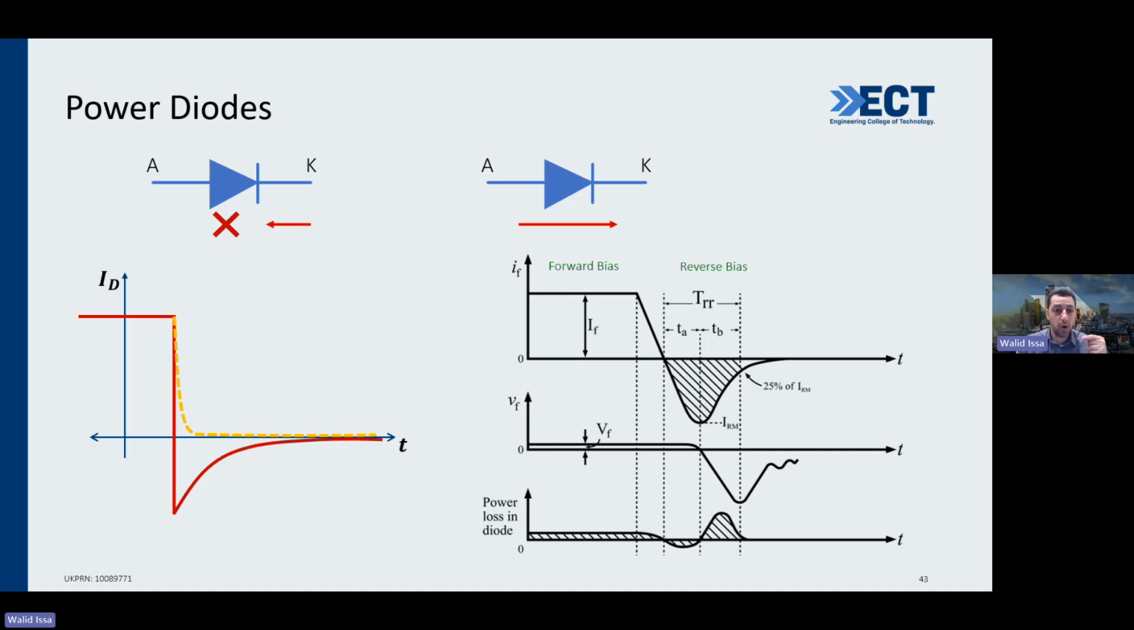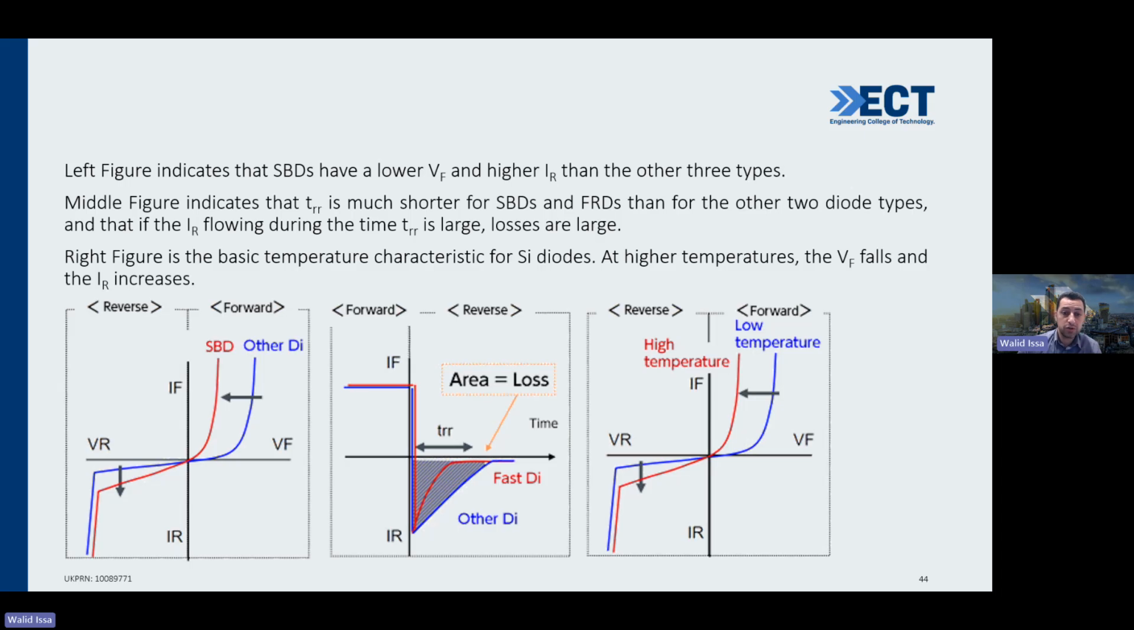Because if it's slow, that is an opportunity for the current to go and for the voltage to build up. Voltage times current will be a power dissipation. So that's why this reverse recovery time will change from, for example, silicon to silicon carbide to GaN, and also between different types of diodes.